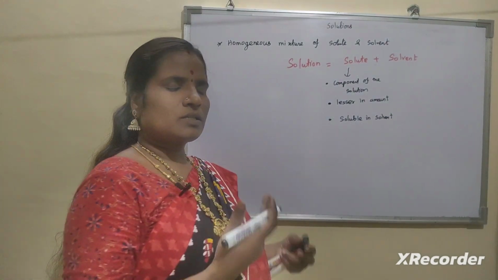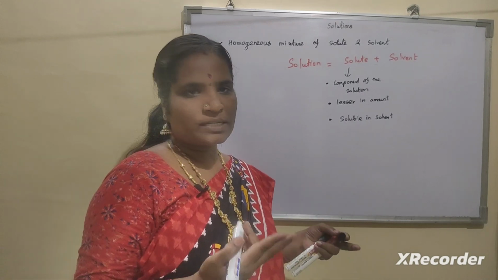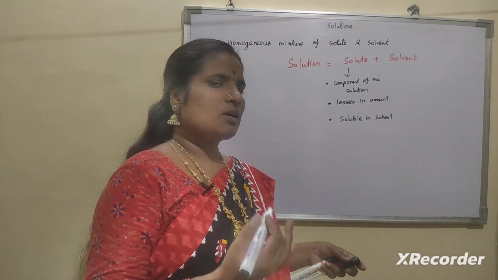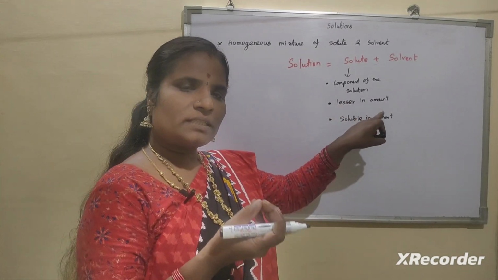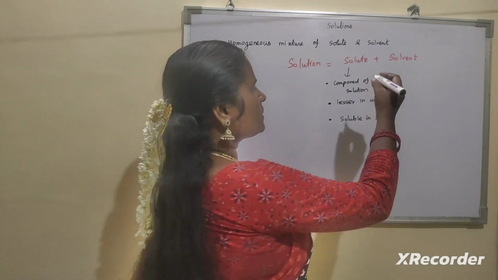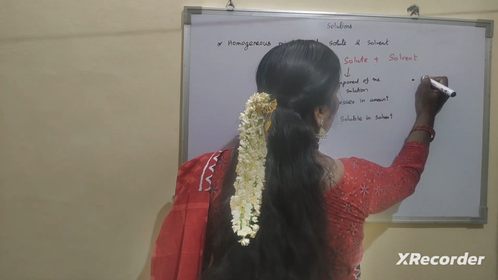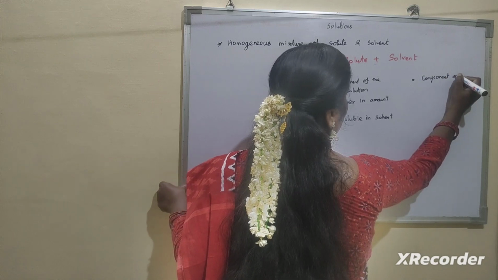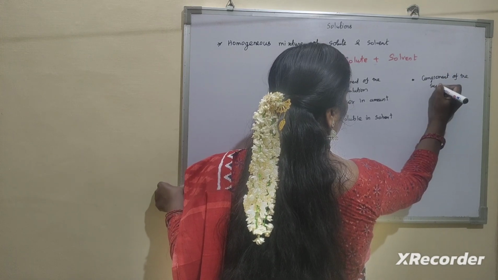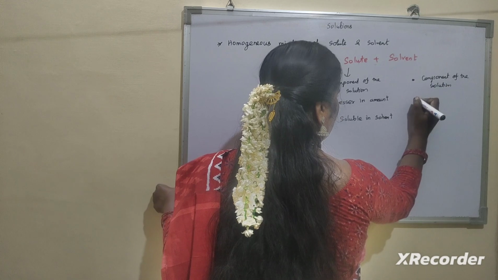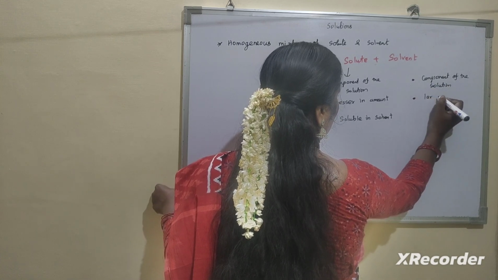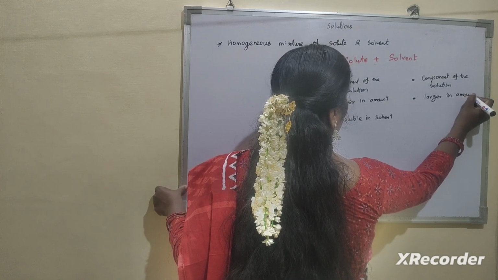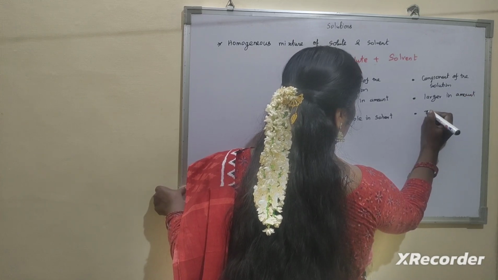So in a solution there are two components. The first component is the solute, which dissolves in the solvent or which is present in the smaller amount. The solvent is also a component of the solution, which is present in the larger quantity. It dissolves the solute.